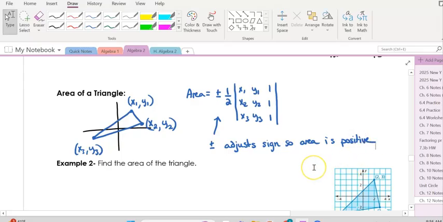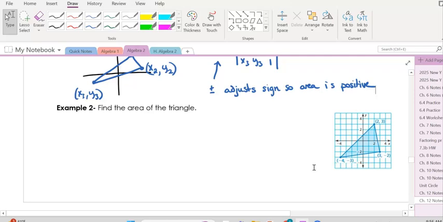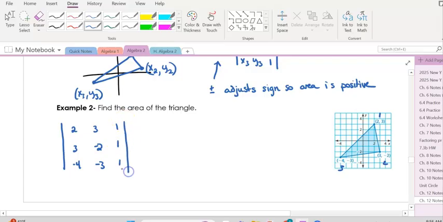All right, let's actually just go ahead and try it. So it doesn't matter which point you consider, point 1, point 2, or point 3. So like I'm just going to call this one point 1 right here. So it's 2, 3. And then I'll call this one point 2. It's 3, negative 2. And this is point 3. And like I said, it doesn't matter. It's just that the first column's x's, the second column's y's, fill in the third column with ones. Now, if we want to find the determinant, remember you rewrite that first column and the second column outside.